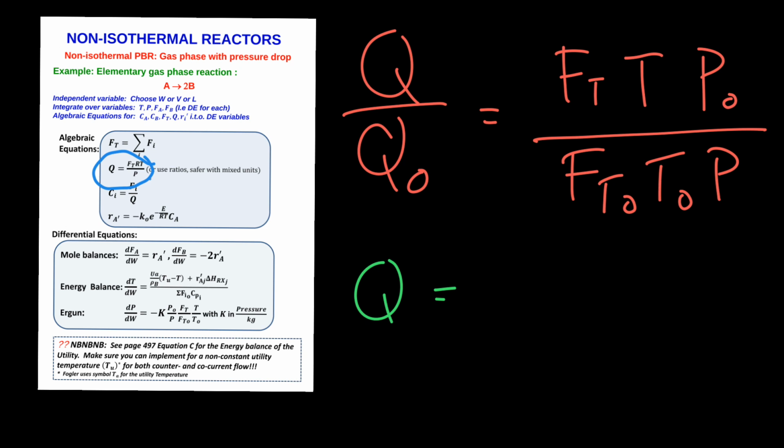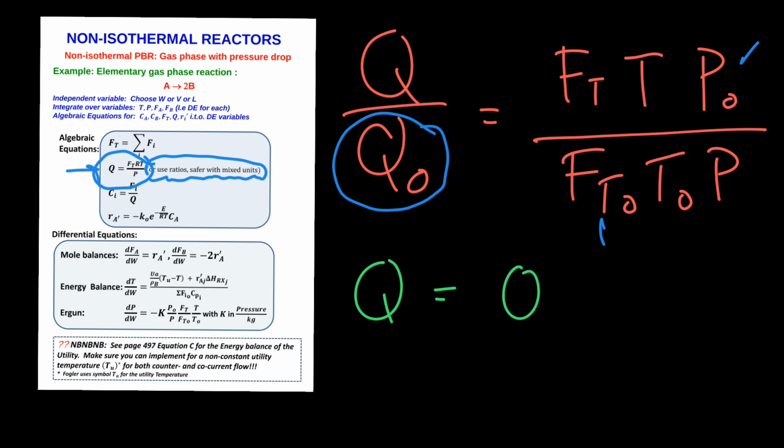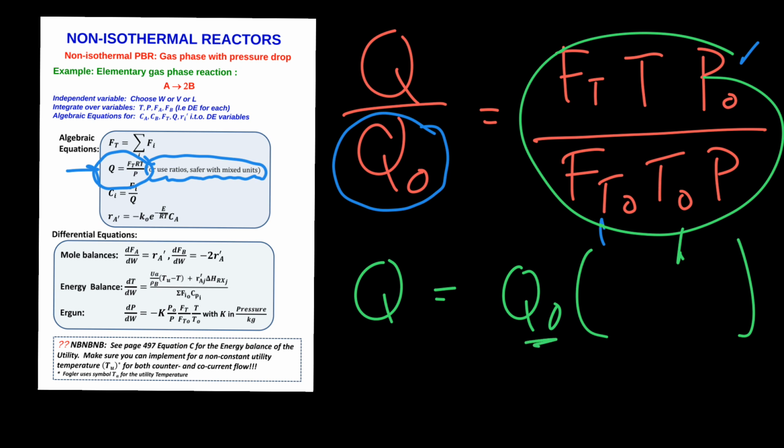And what I mean when I say use ratios, it's safer with mixed units, is if this is in moles per second and this is in kilopascals, instead of having to remember that I need to convert and then calculate the flow rate, I just calculate my inlet volumetric flow rate in the units I desire, and then I can calculate Q at any point just by having Q naught multiplied by this whole lot of terms over there, and I've got a lower risk of making errors in my units, but that is of course up to you.